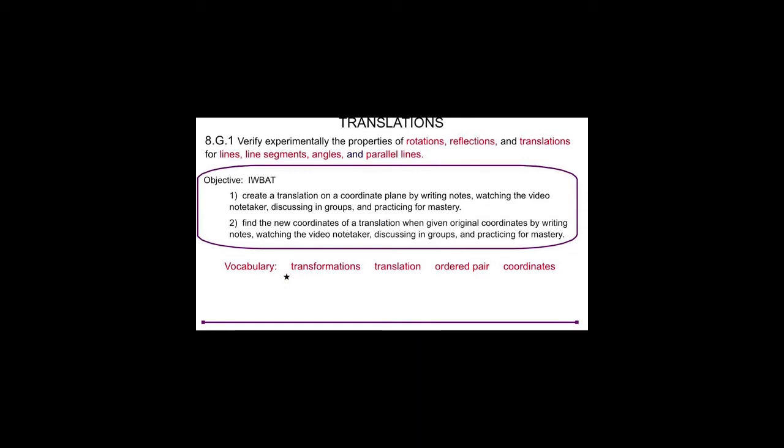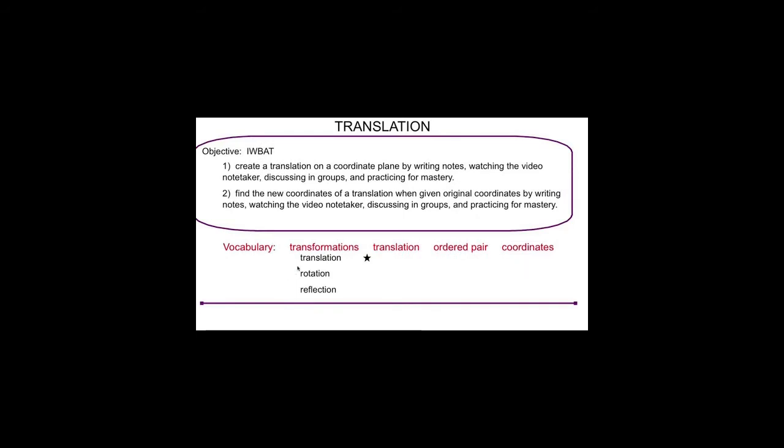So let's look at our vocabulary. So, transformations, translation, ordered pair, and coordinates. So, your three transformations are translation, rotation, reflection. Hopefully you remember a little bit about the coordinate plane and how we can move things around. So we're going to deal with translations first. A translation is a slide. So I'm going to move an object from one part of the coordinate plane to another. And when I do that, the coordinates of those points on that object move as well. And I have to be able to find those new points.